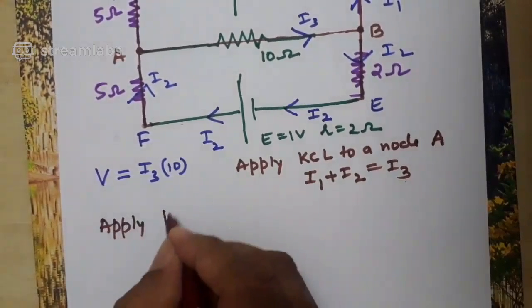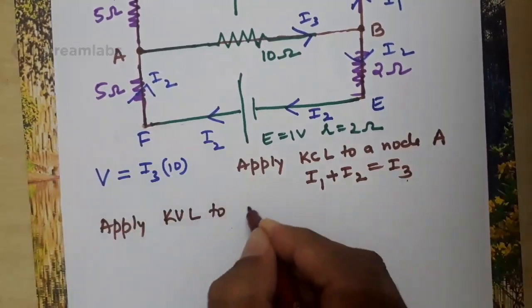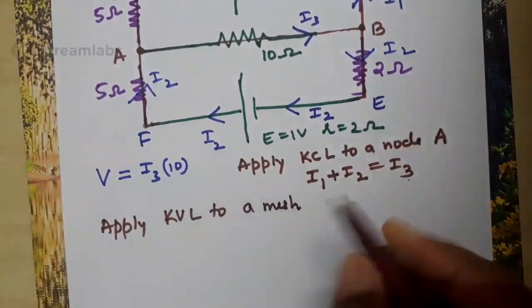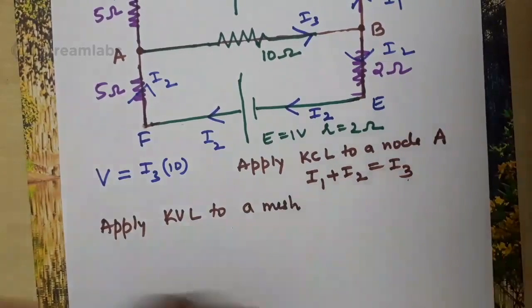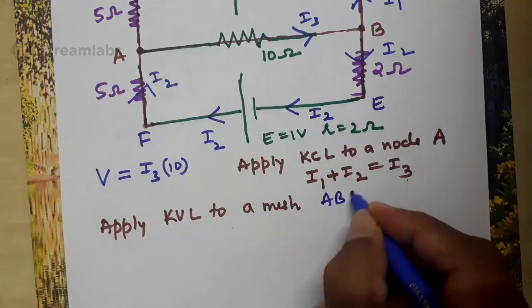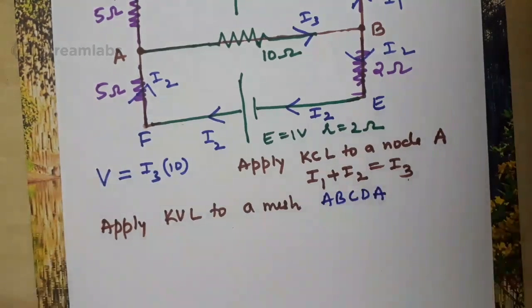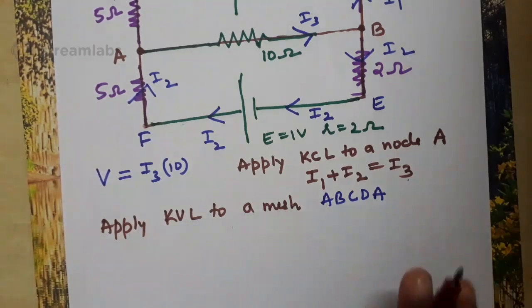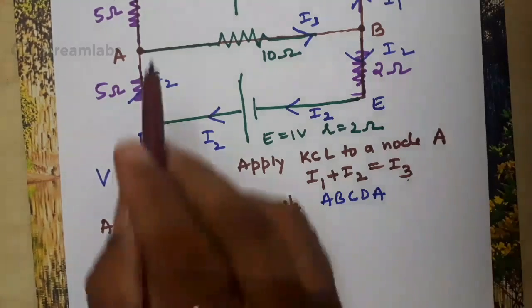Apply KVL to a mesh. Will you try to name the mesh? Yeah. A, B, C, D, A. When you apply A, B, C, D, A, I will apply and write the equation. Simplification you have to do.